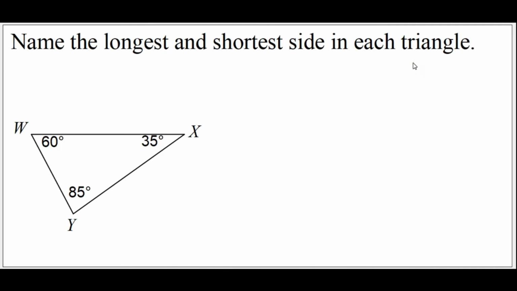We have angle W is 60 degrees, angle Y is 85 degrees, angle X is 35 degrees. What would be the longest side? So, what's your answer? Yes, the longest side is side WX and the shortest side is WY. Let's try another.